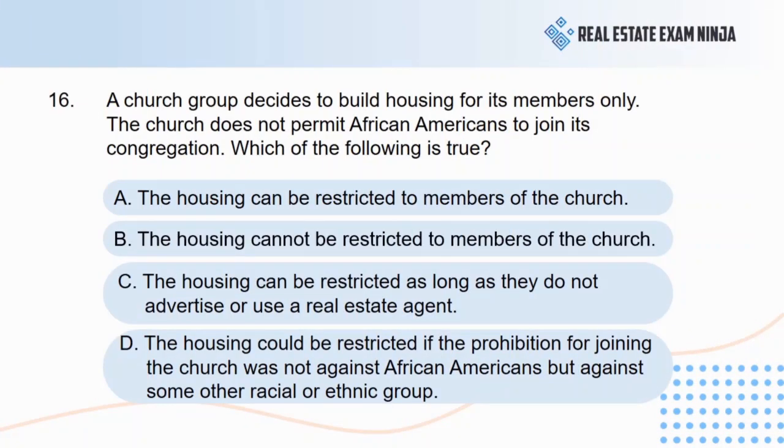Number 16. A church group decides to build housing for its members only. The church does not permit African Americans to join its congregation. Which of the following is true?